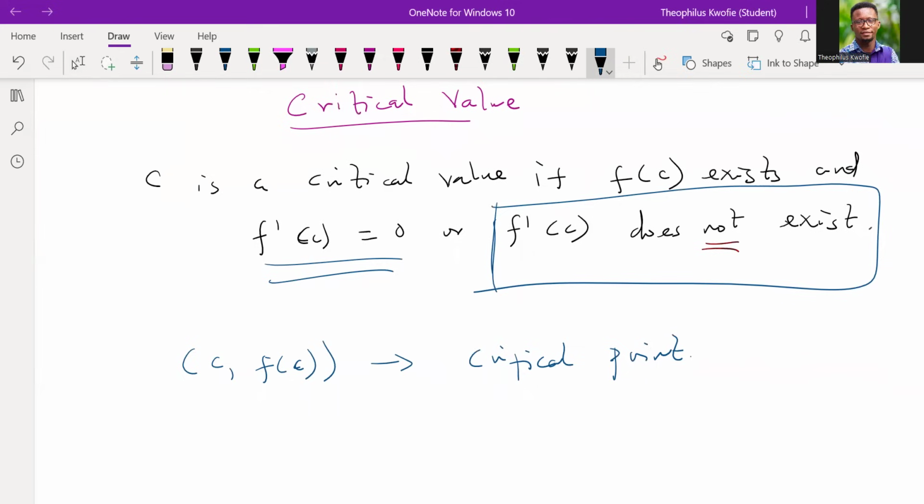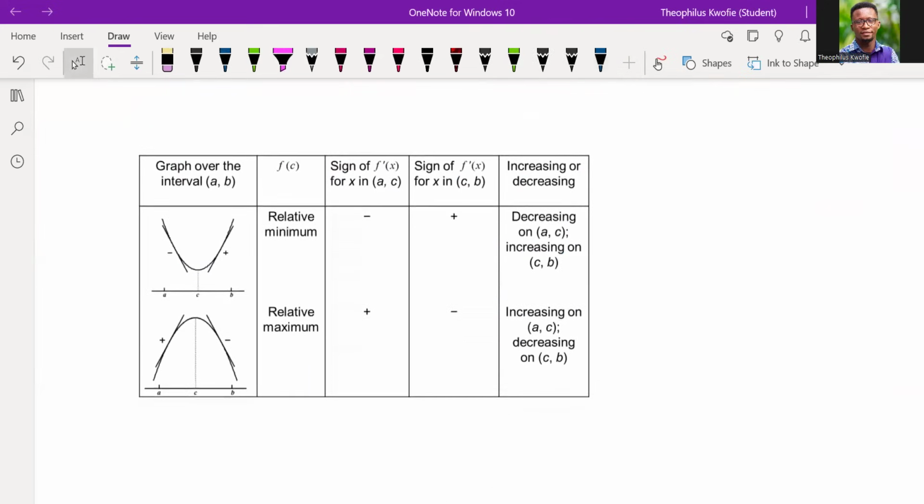At this point, I would want us to look at the table, because I want us to be talking about relative minimum and relative maximum. I'm going to use this table to explain certain basic terminologies, and how best we can leverage those terminologies to solve problems. So please let's take our time to understand this table.